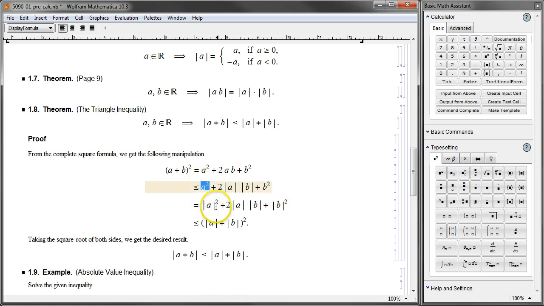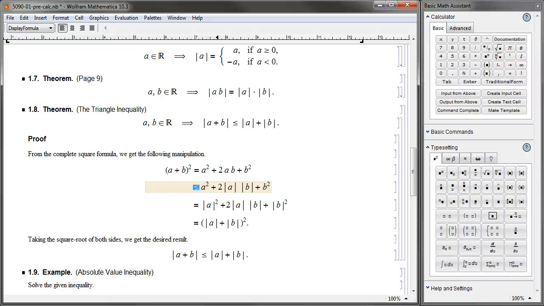This A squared is the same as absolute value of A squared. This B squared is the same as absolute value of B squared, because squaring makes everything positive. And consequently, this third line is equal to, this should have an equality too, this complete square of the absolute value of A plus absolute value of B to the quantity squared. So what we have, this expression is greater than or equal to that expression because of this step right here.